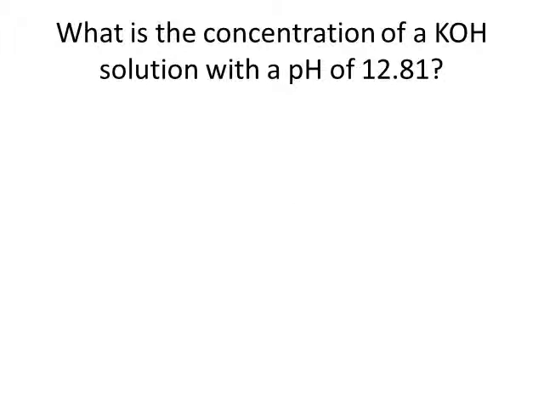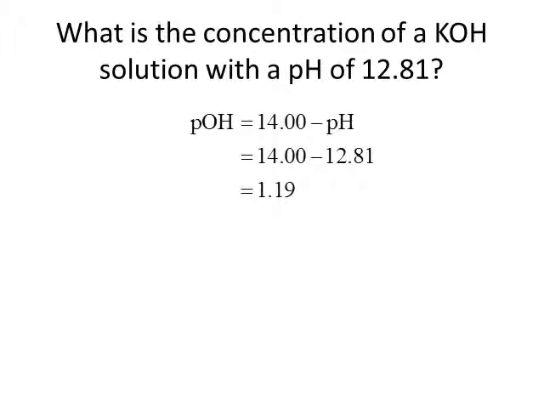So, here we're given the pH of a potassium hydroxide solution, and we need to find the initial concentration of the solution. Okay, so first we're going to find the pOH of the solution given the pH, and that's 14 minus the pH. So 14 minus 12.81, that's 1.19. Given this pOH, we can then take the anti-log of minus 1.19. That will give us the concentration of OH minus, and that's 0.065 molar.